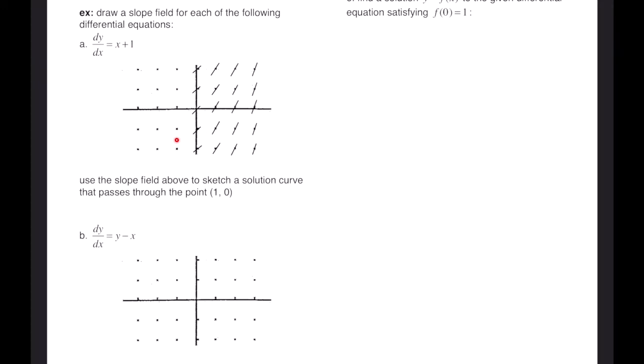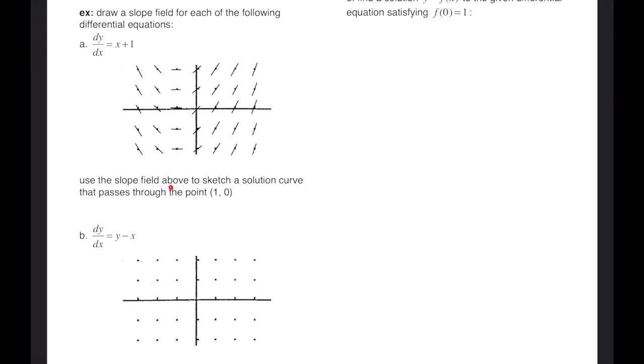Right here, x coordinates are negative 1. So when you plug in negative 1 plus 1, you get 0. So I drew line segments with slope equal to 0. Right here we have negative 2. Negative 2 plus 1 is negative 1. So our line segments all have slope negative 1. And finally, this is negative 3. So negative 3 plus 1 is negative 2. And here's our slope field.